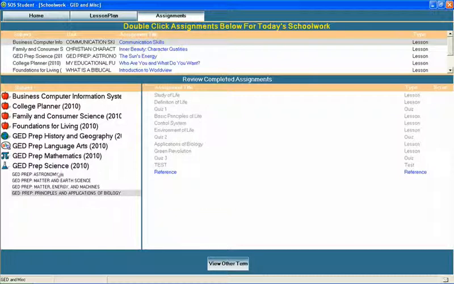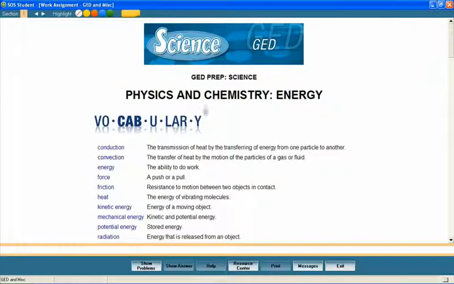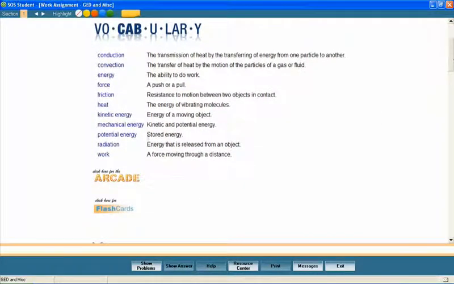Now let's take a look at a lesson from GED Science Prep to see how concepts like these are covered. Let's take a look at a lesson called Energy. Most lessons begin with a brief introduction and a list of vocabulary words that will be used throughout the lesson. We've included review and reinforcement activities to encourage mastery of these important words.